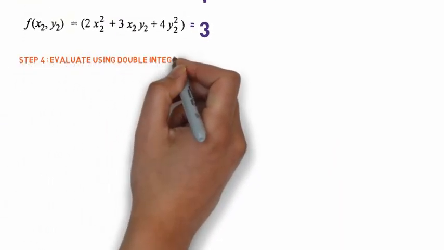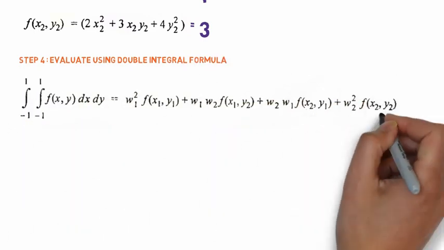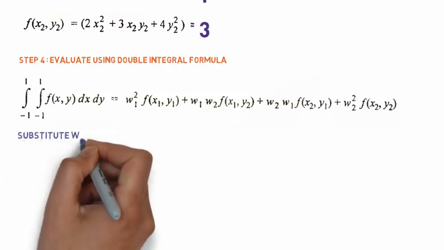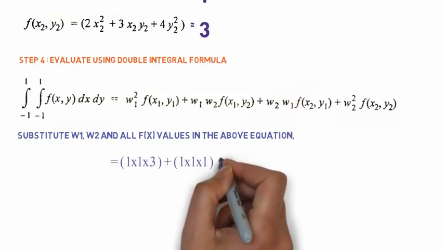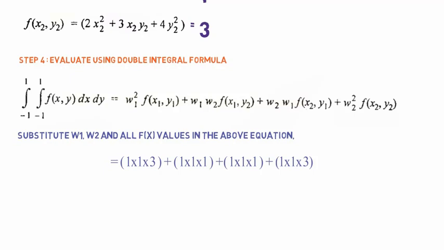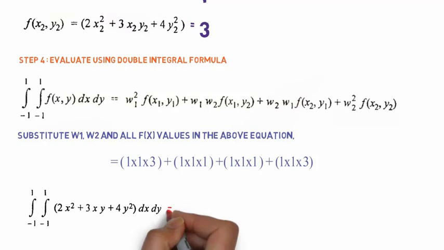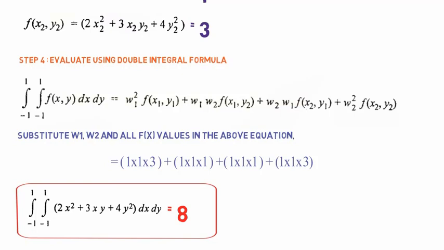Then the last step is to identify the final result using the double integral formula. I simply recall the double integral formula, that is w1 square f of x1 y1 plus w1 w2 into f of x1 y2 plus w2 w1 f of x2 y1 plus w2 square f of x2 y2. Now I am going to substitute all the values of w1, w2 and all the f values in the above equation. Then w1 square is 1 into 1 into f of x1 y1 is 3. Once you substitute all these values, the final answer that you get for this double integral question is 8. So this is the result of the final answer.